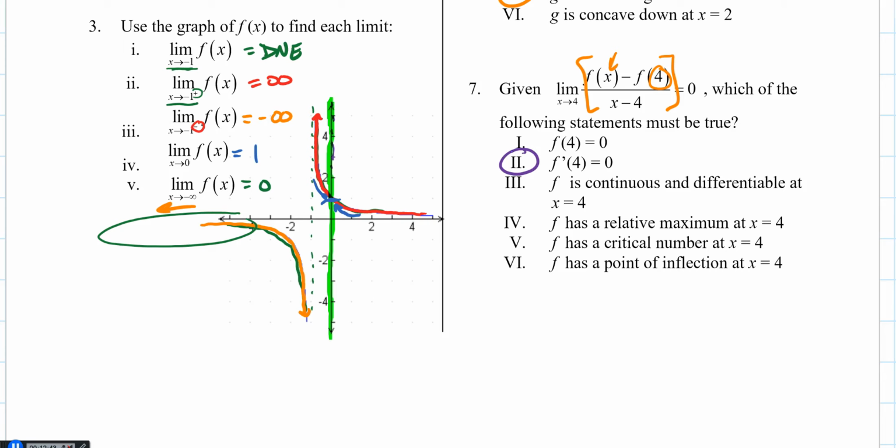Once again, if it has a derivative, which means it's differentiable, then it is also automatically continuous. So 3 also applies. And finally, since the derivative is 0, that means that it is a critical number. We do not yet know if it's a relative max or not, though. It is not a point of inflection because that would have to be the second derivative.